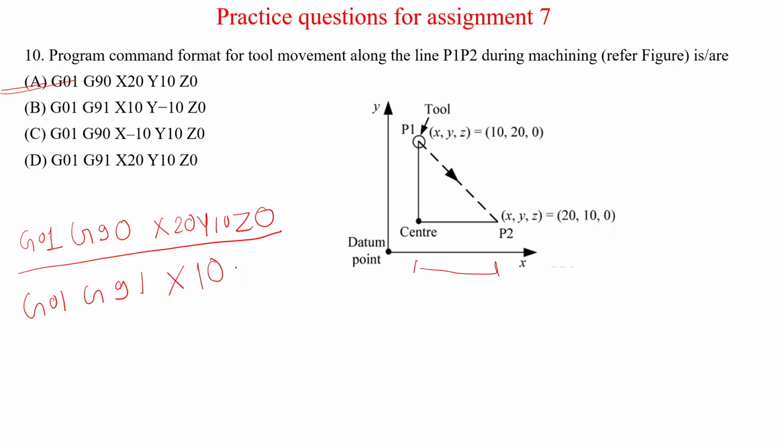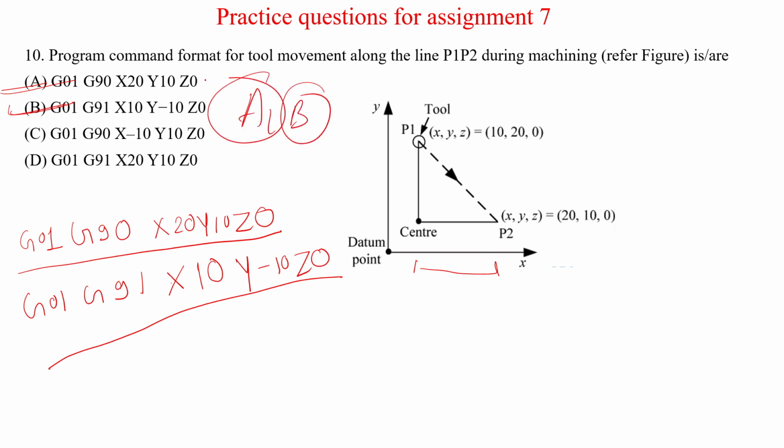And Y is how much? It is going from 20 to 10. It is minus 10. Z0. So do we have this value? Yes, this value. B. So the answers are both A and B. So check for both. Okay, always check for both absolute and incremental. Yes, sir. Okay, this is done.